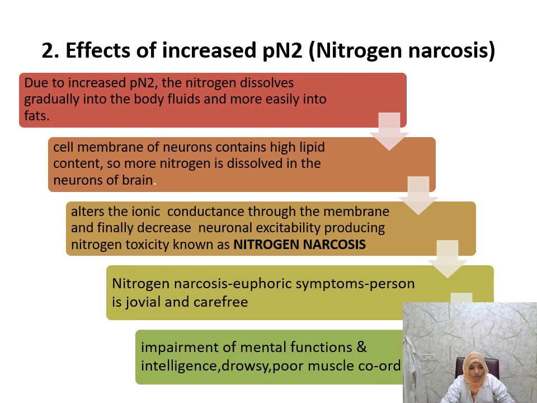This alters the ionic conductance through the cell membrane of the neurons, and finally decreases their neuronal excitability, producing nitrogen toxicity, also known as nitrogen narcosis. If an individual is subjected to nitrogen narcosis, they will have euphoric symptoms, like the person is jovial and carefree. There is impairment of mental function and intelligence. The subject becomes drowsy and there is poor muscle coordination.